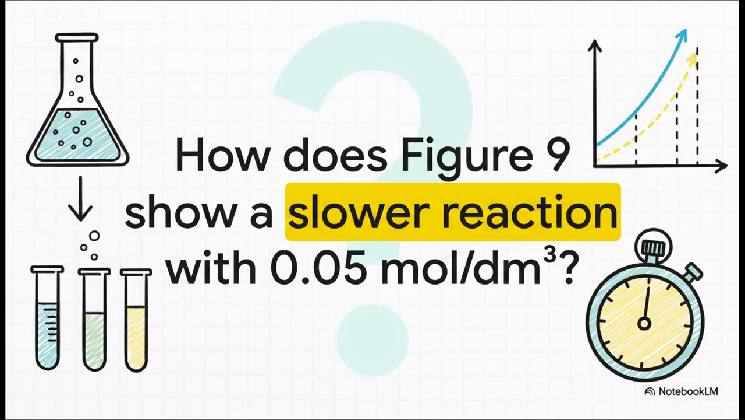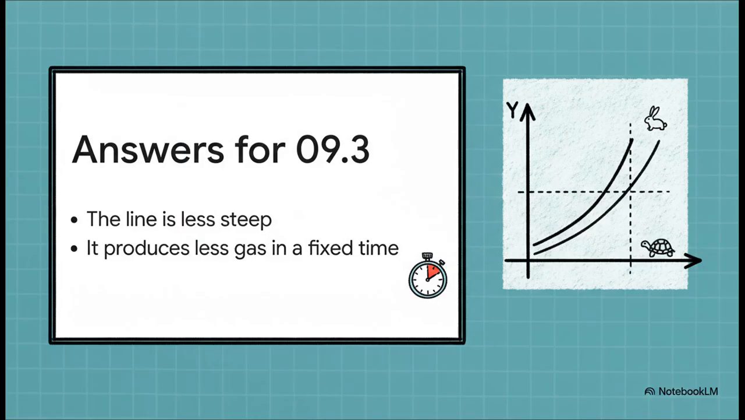Okay, on to 09.3. This one's all about comparing the 2 lines. The question is asking for the evidence from the graph that shows the reaction with the weaker acid, that's the solid line, is the slower one. What's the giveaway? And here you've got 3 perfectly good answers, and you only need to give 1. The most obvious one is that the line is simply less steep.